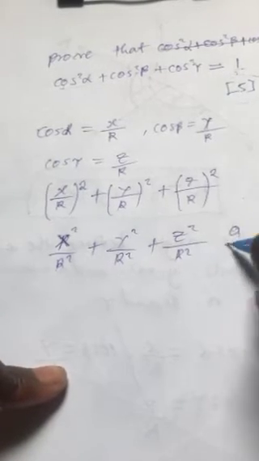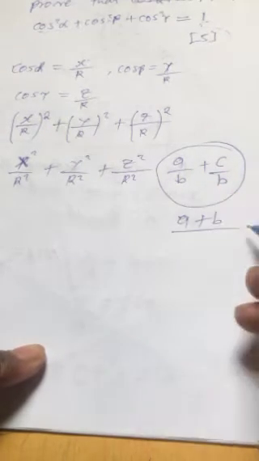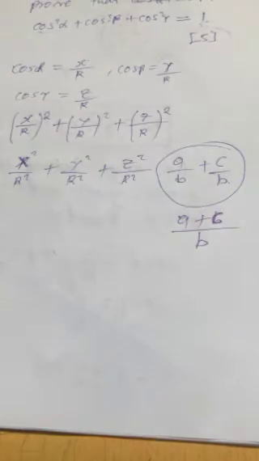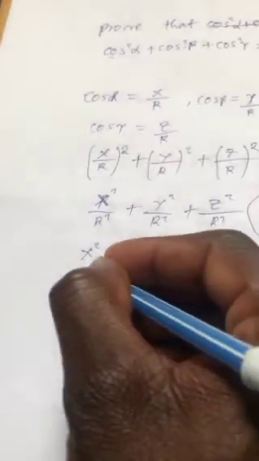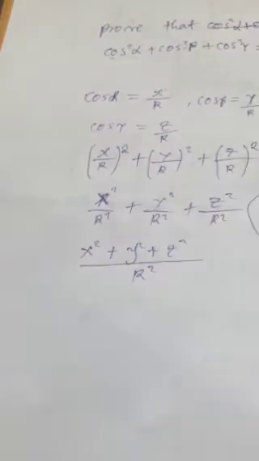So a simple mathematics that we can have, if we say a over b plus c over b, how do you handle such kind of mathematics? This is just one and the same as a plus c over b. Why? Because the denominator is common. Definitely that's what I'm going to do even in this given part. I'll say x² plus y² plus z², you divide throughout by r².